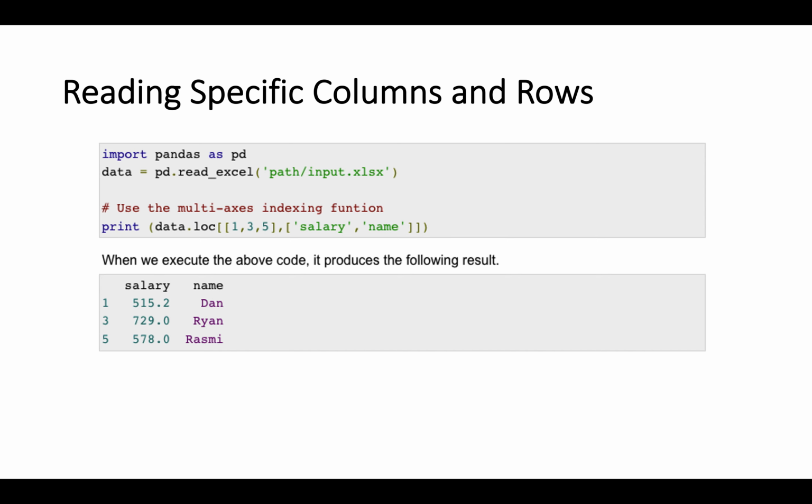The read_excel function of the Pandas library can be used to read specific columns and rows. We can use the loc method for this purpose, and we choose to display the series with the current row name. Here is the Python code using the data.loc function. When we execute the code, we can find the result here.